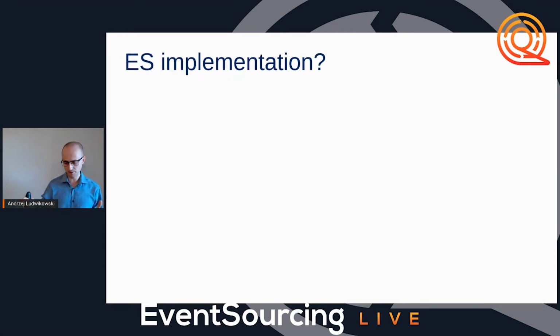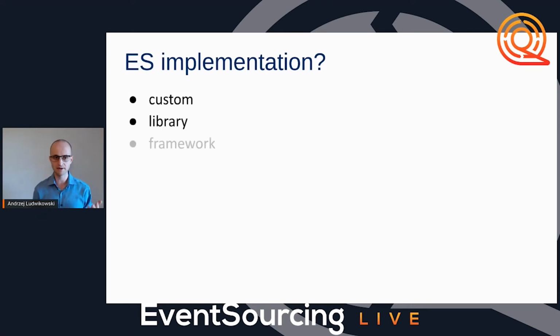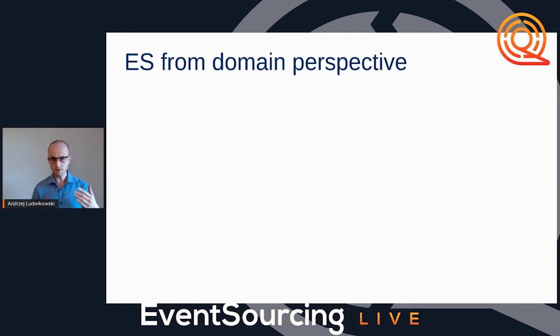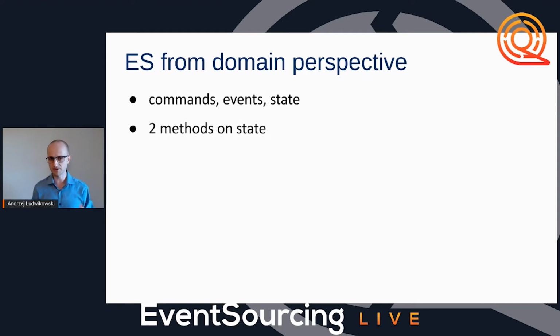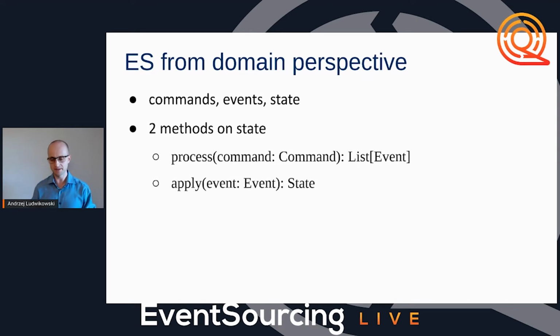So we know what we want to implement, or at least the holy grail architecture. Now, how to implement this? And we can go with a custom implementation, library, or framework. And if you look at event sourcing from a domain perspective, this is quite a trivial architecture. So we have three main building blocks: commands, events, state. And we just need to implement two methods on state. First one is process command and return list of events, and then the second method, apply event and return new version of the state.